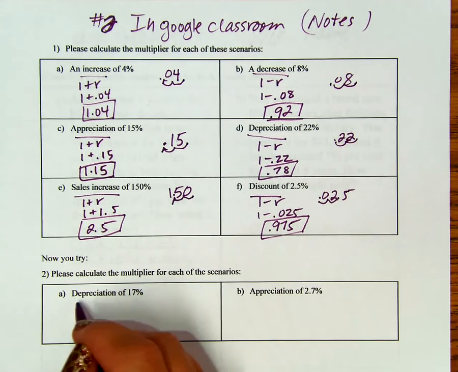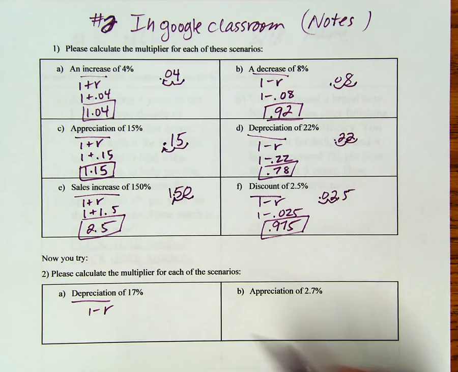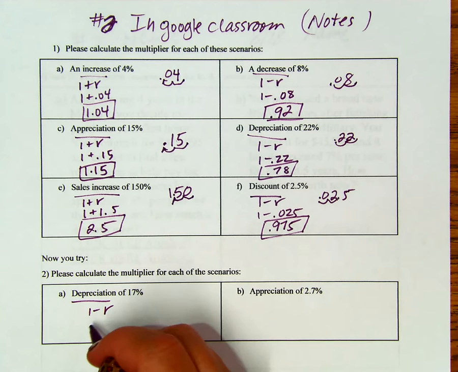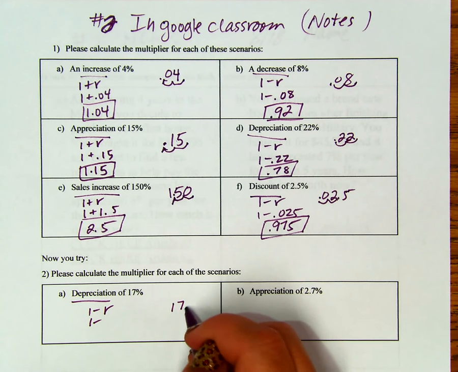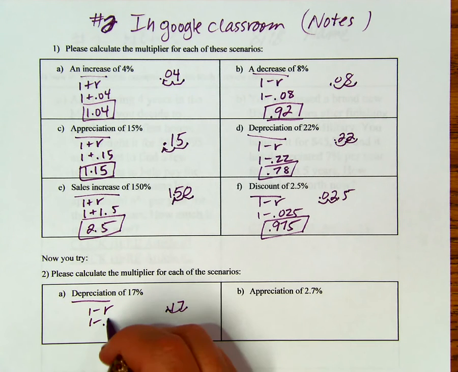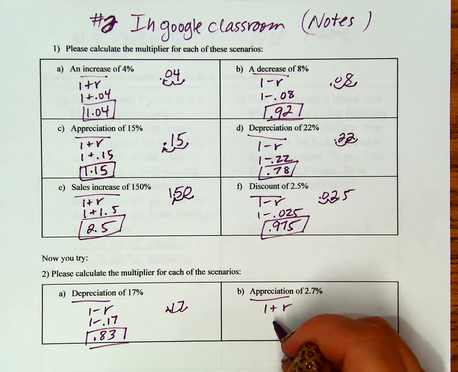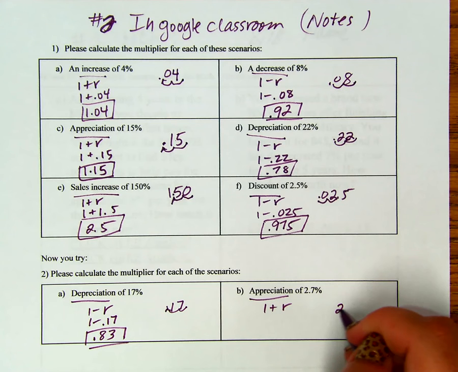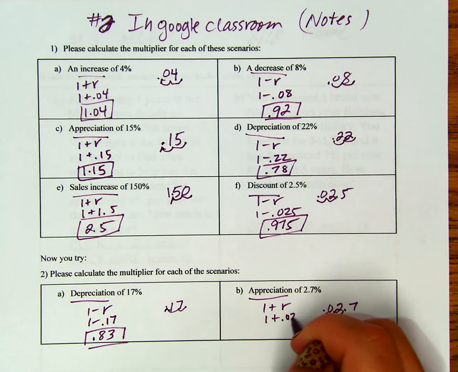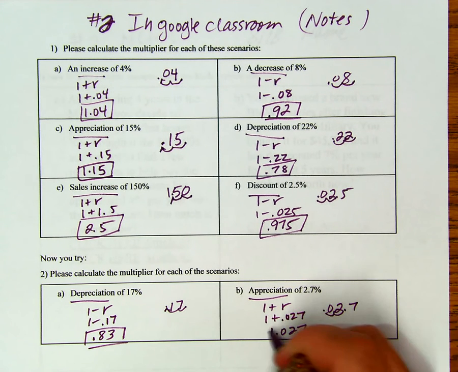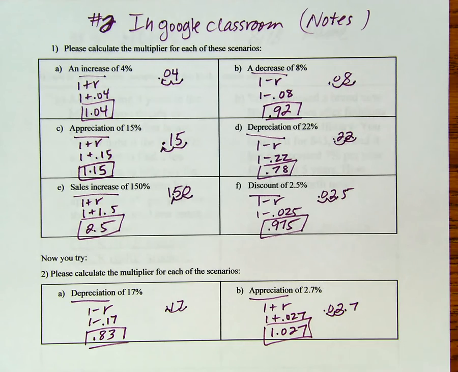All right, let's check it out. When we see that word depreciation, I hope you thought 1 minus R. 1 minus, move that decimal twice to the left, 0.17. This is a 0.83 multiplier. Finally, appreciation, use 1 plus R. Convert to a decimal. Yes, there's a 0 there. My multiplier is 1.027. How'd you do?